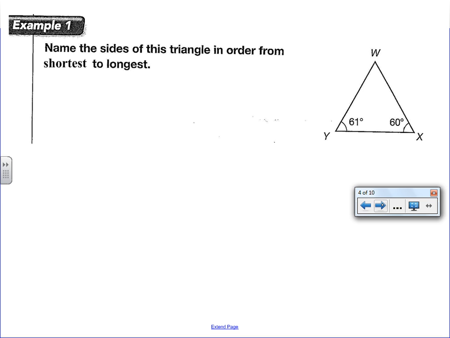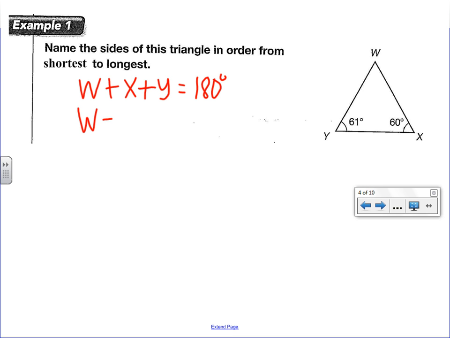Okay? Name the sides of this triangle in order from shortest to longest. Well, before we can do that, we need to know what all three of the angle measures are. We know that all of the angles of a triangle add up to 180 degrees. So I know that W plus X plus Y has to equal 180 degrees. I don't know what W is. X is 60 degrees. Y is 61 degrees. And those added up have to be 180.